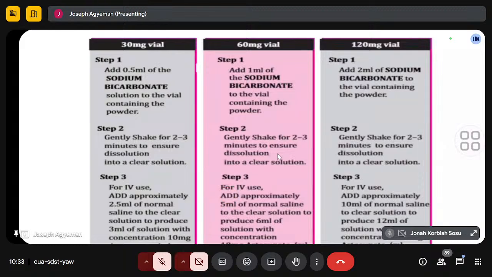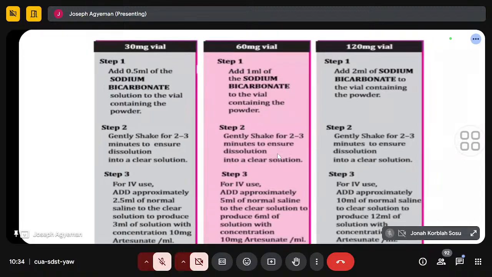If you are using a 120 milligram vial, moving from 30 to 120 is by multiplying it by 4. So 30 times 4 is 120. 0.5 mL times 4 is 2 mL. Then 2.5 mL times 4 will be 10 mL. It is always good to learn from first principles so that you apply it as you move. Depending on the patient weight, the dose will change, and that will determine which of the vials you use and even the number of vials that you are going to use.